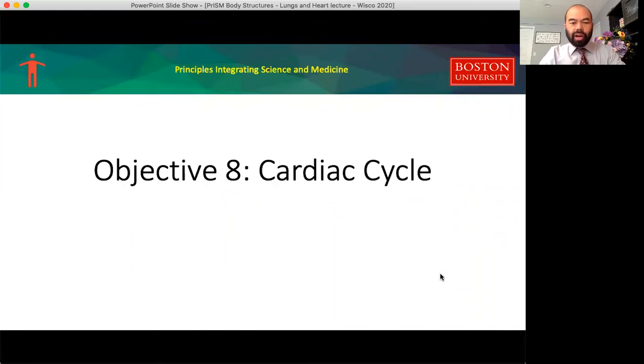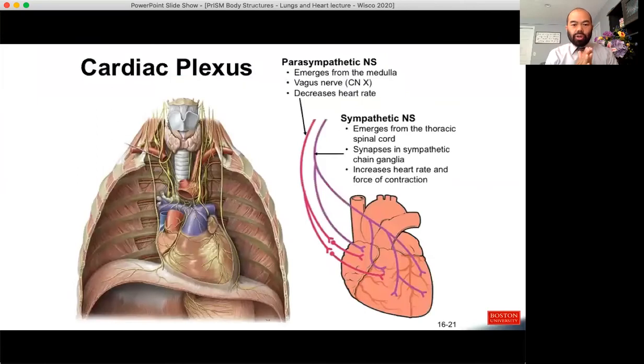Okay, so now we're going to talk about my favorite part of the heart, which is the cardiac cycle. All right, so the heart receives sympathetic and parasympathetic innervation. The parasympathetic innervation emerges from the medulla via the vagus nerve, and its job is to decrease heart rate. So that's what this line shows here. The ganglia that are located here, represented by this synapse, are located in a plexus on the aorta right here, called the cardiac plexus. It is part of the cardiac pulmonary plexus. The pulmonary part, of course, is going to the lungs.